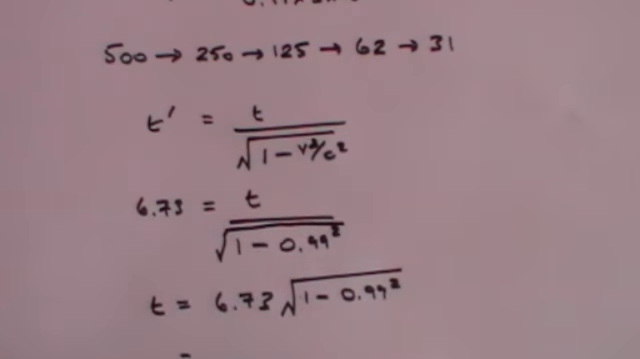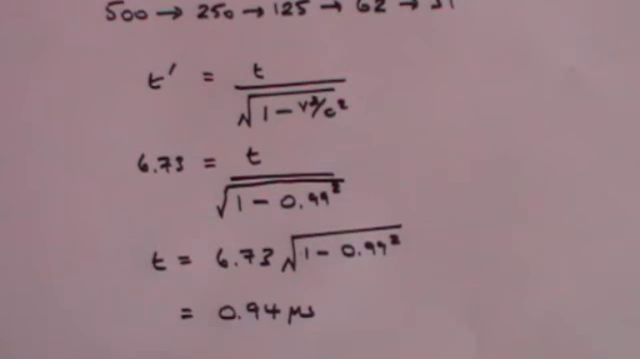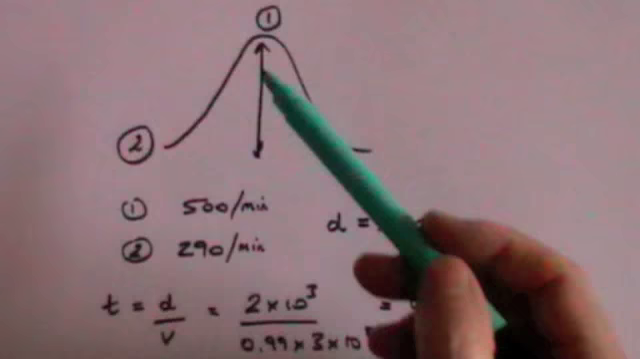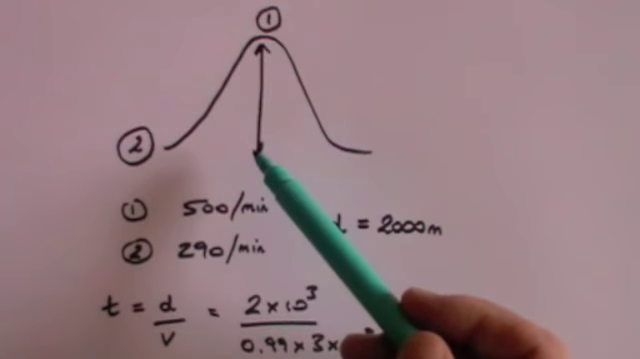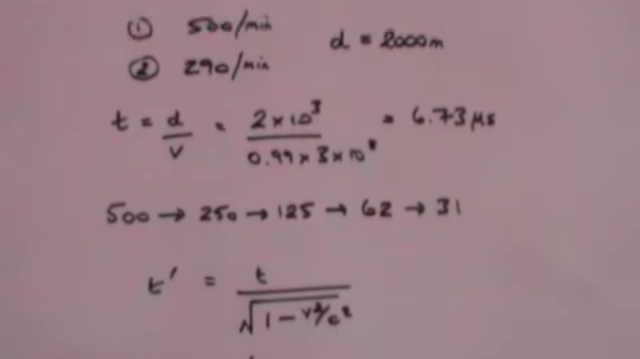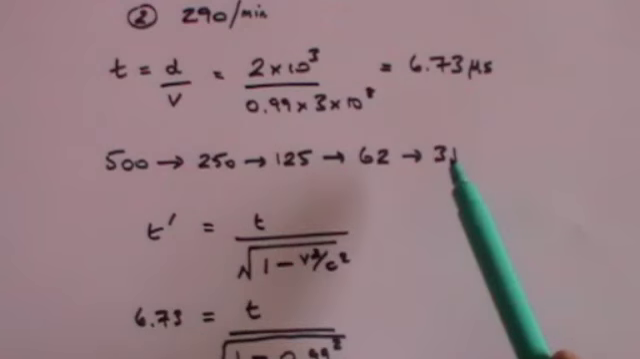And that comes out to be 0.94 microseconds, which isn't even one half-life, because the half-life is 1.5 microseconds. So what does that say? We say it took 6.73 microseconds for the muons to fall this distance, and they should have gone through 4 half-lives, which means that if the reading at the top is 500, then by the time we've got down to the bottom, there should only be a reading of 31.